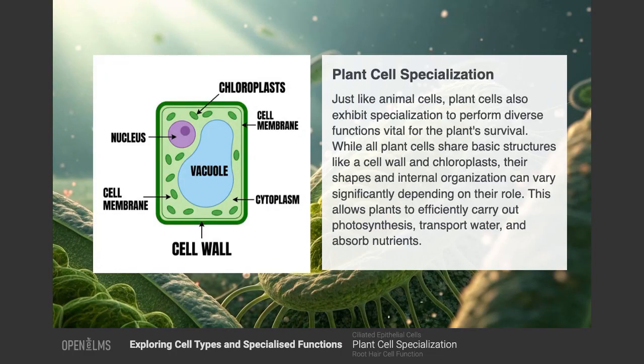Plant cell specialization. Just like animal cells, plant cells also exhibit specialization to perform diverse functions vital for the plant's survival. While all plant cells share basic structures like a cell wall and chloroplasts, their shapes and internal organization can vary significantly depending on their role. This allows plants to efficiently carry out photosynthesis, transport water, and absorb nutrients.